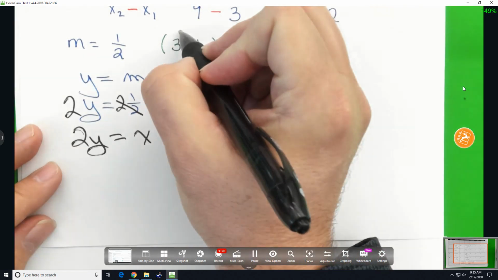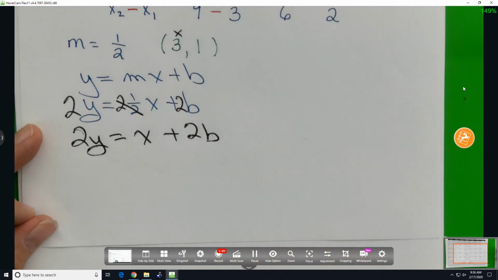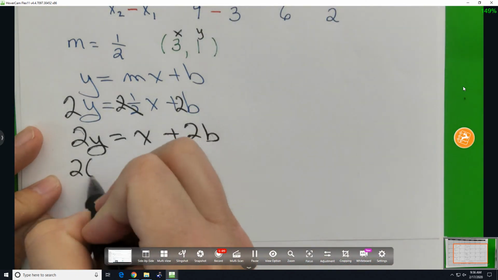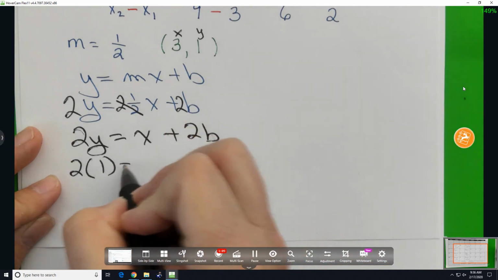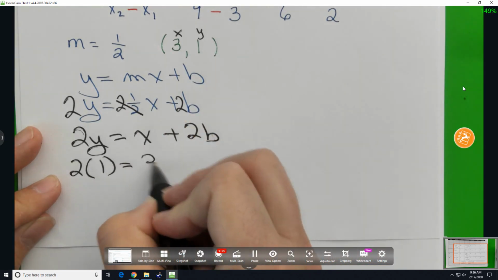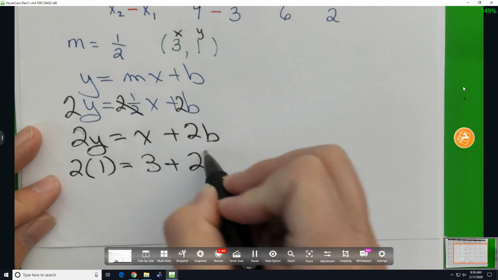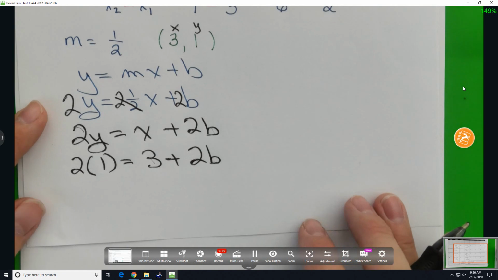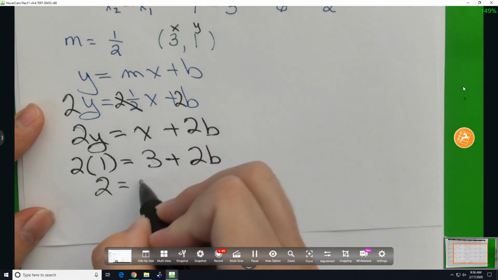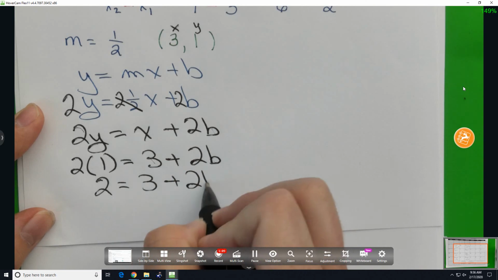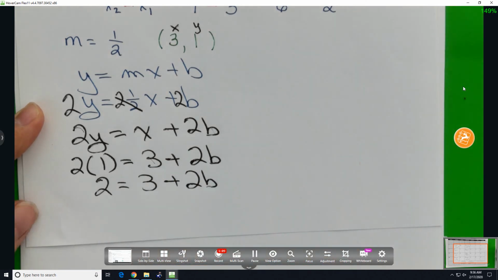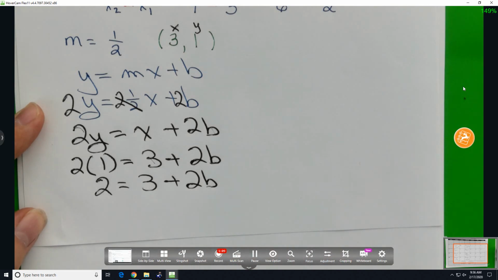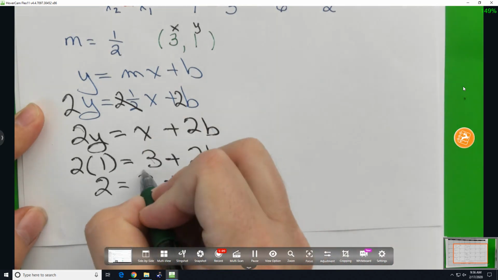Okay, so x is 3 and y is 1. So we have 2 times 1 equals 3 plus 2b. We know 2 times 1 is 2, so we have 2 equals 3 plus 2b. What will I do next? Okay, I'm going to move that 3 over.